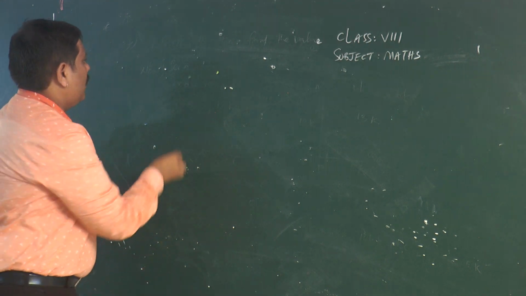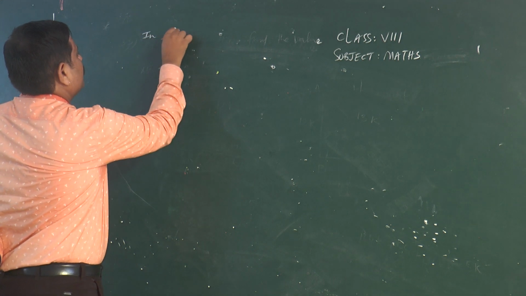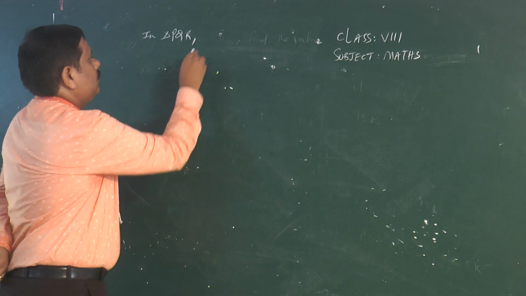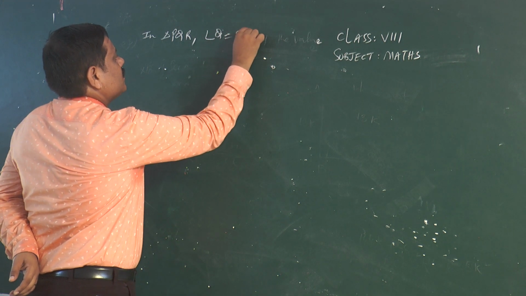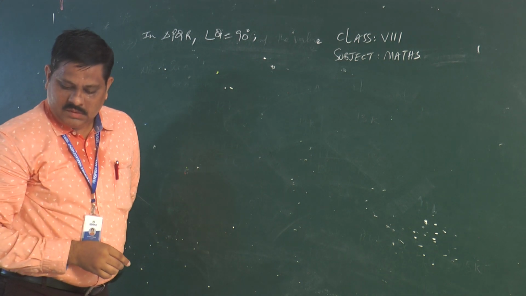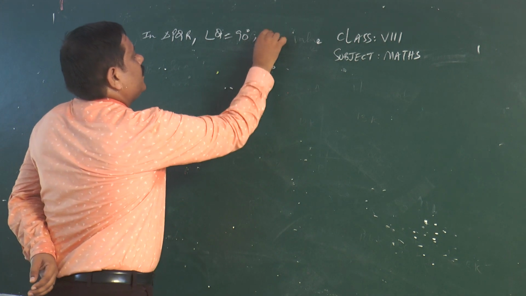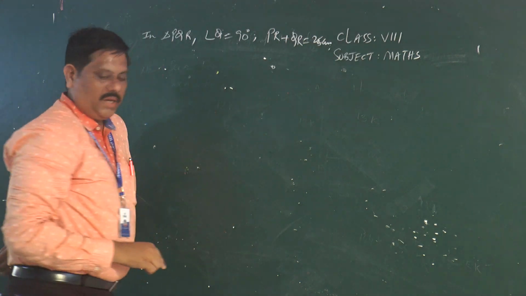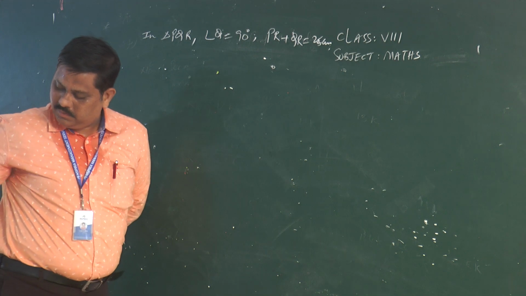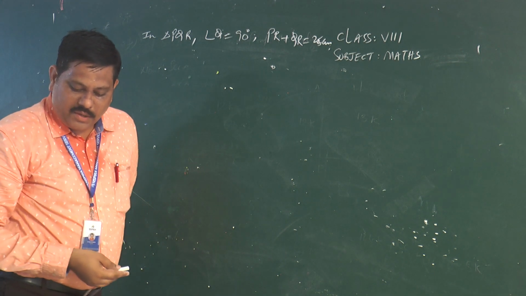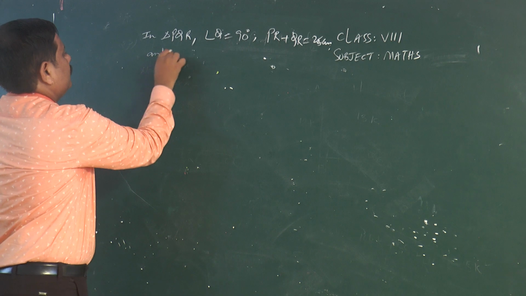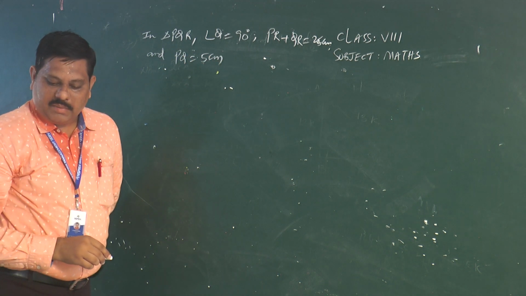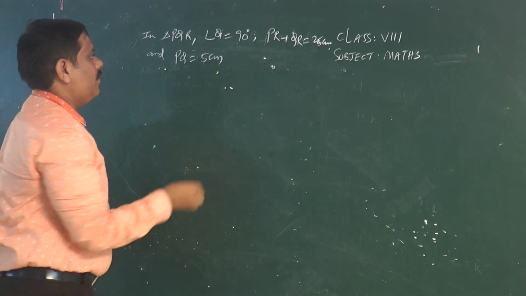In triangle PQR, the problem is like this. Right angle at Q, angle Q is equal to 90 degrees. PR plus QR is 25 centimeters. And PQ is 5 centimeters. Determine the values of sin P, cos P and tan P.